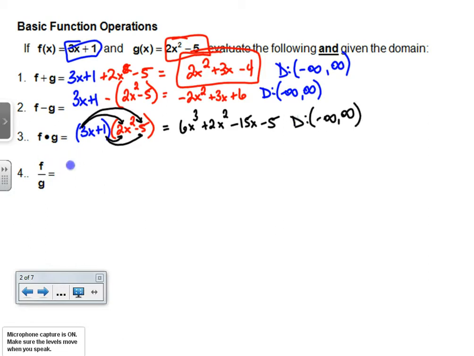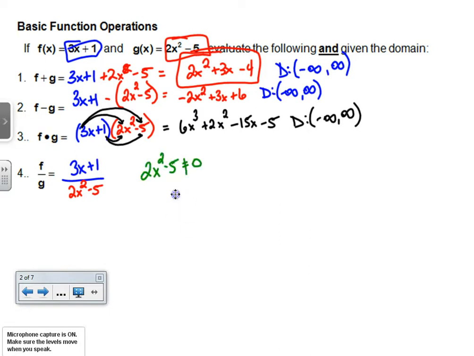Now when I do function f divided by function g, the setup is really easy. However, there are issues for our domain. Remember, the two things we need to worry about is if we have a square root or a fourth root, which we do not. And the other issue is we can't have a 0 in our denominator. So we need to think about what would create that situation.